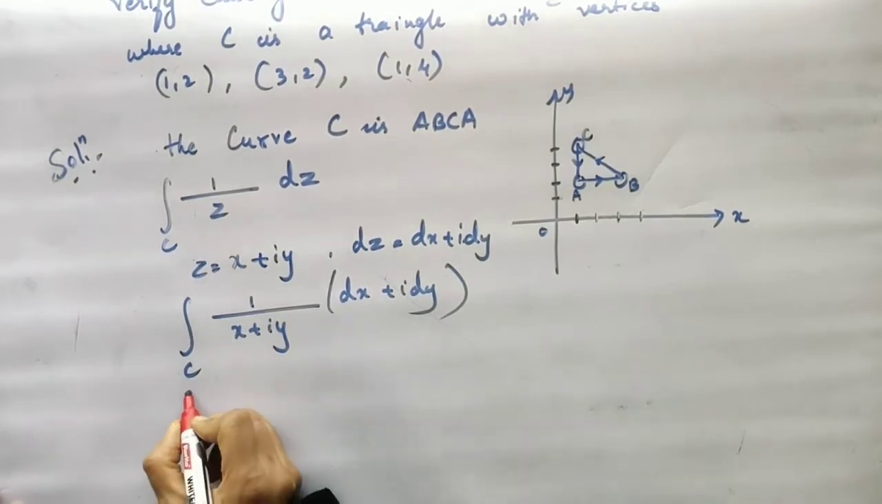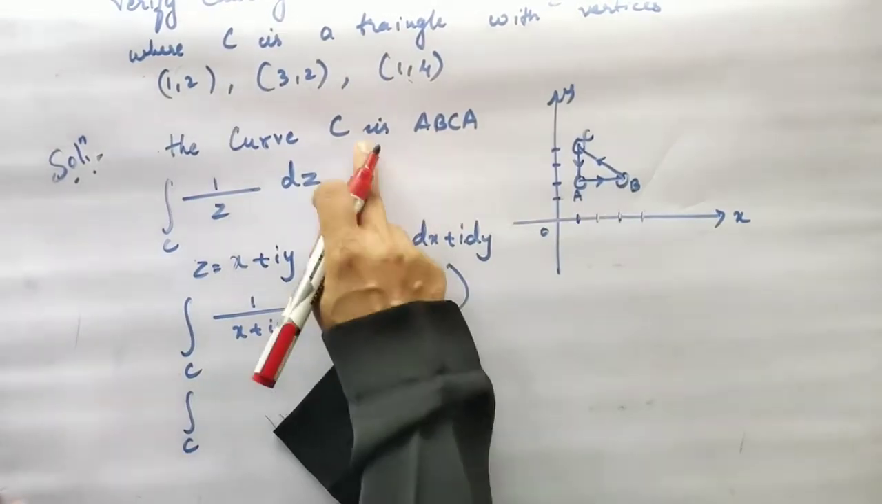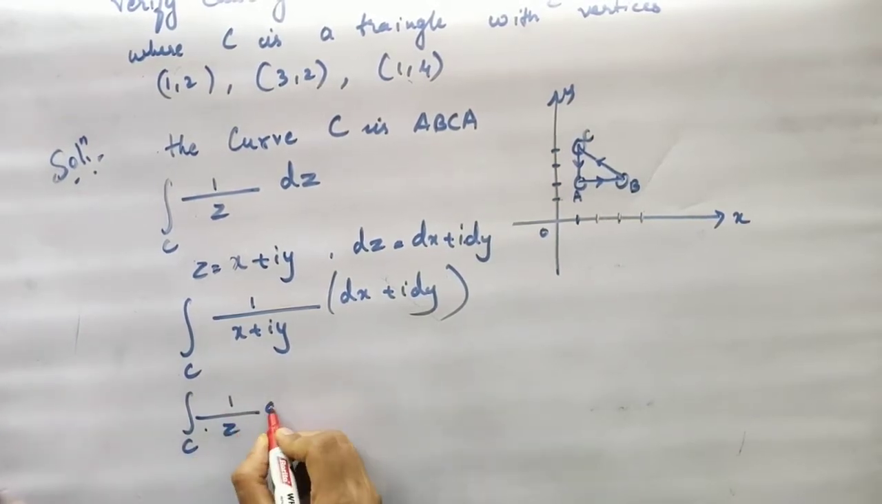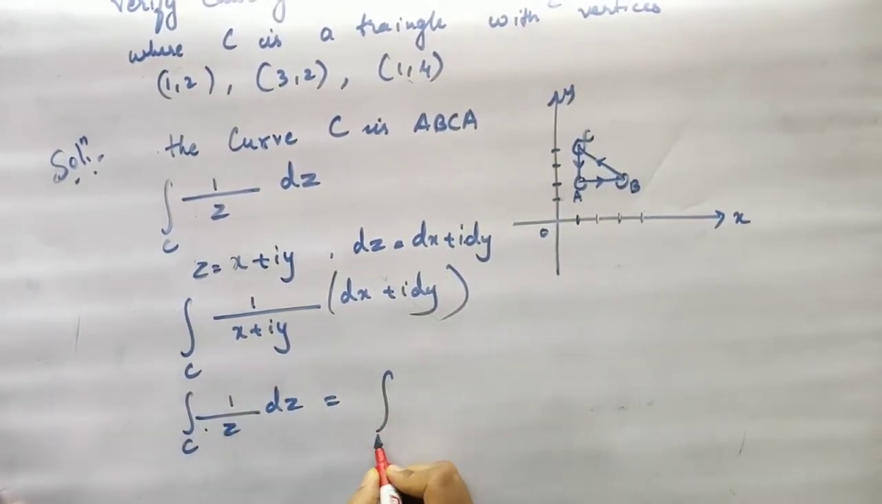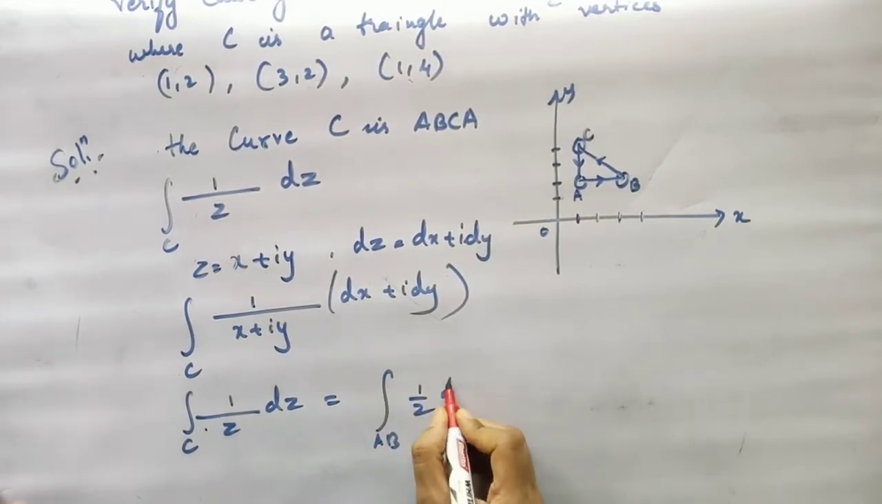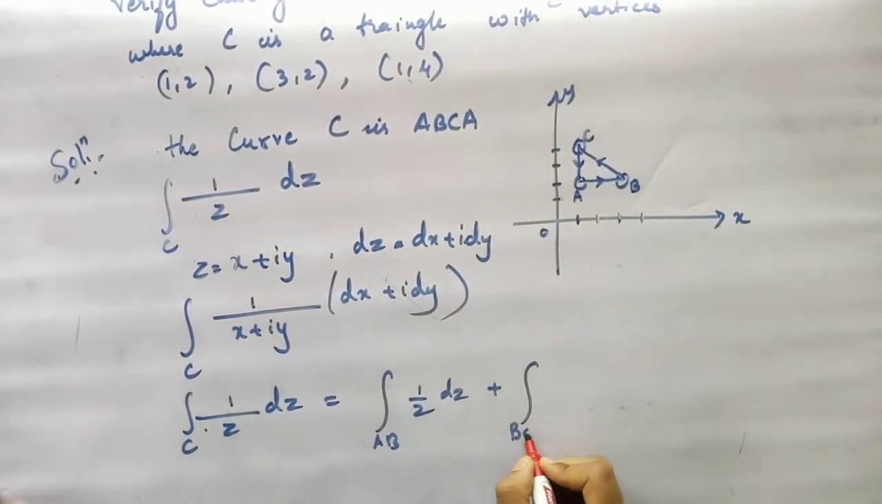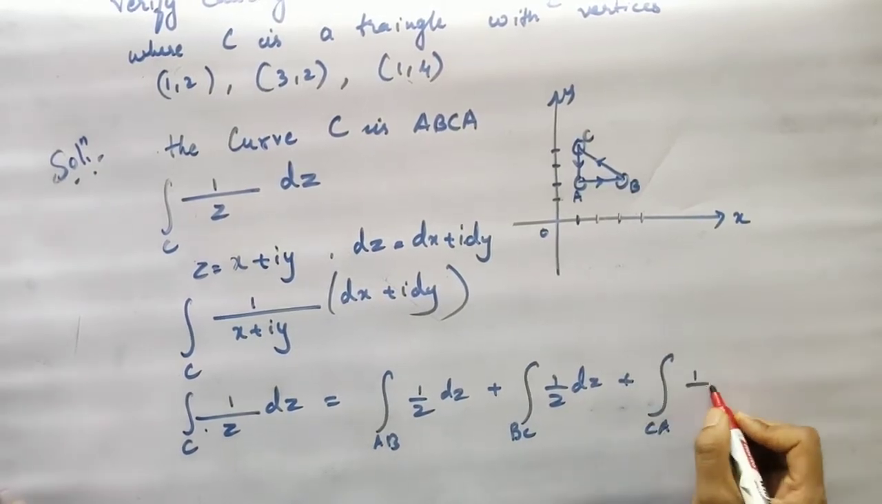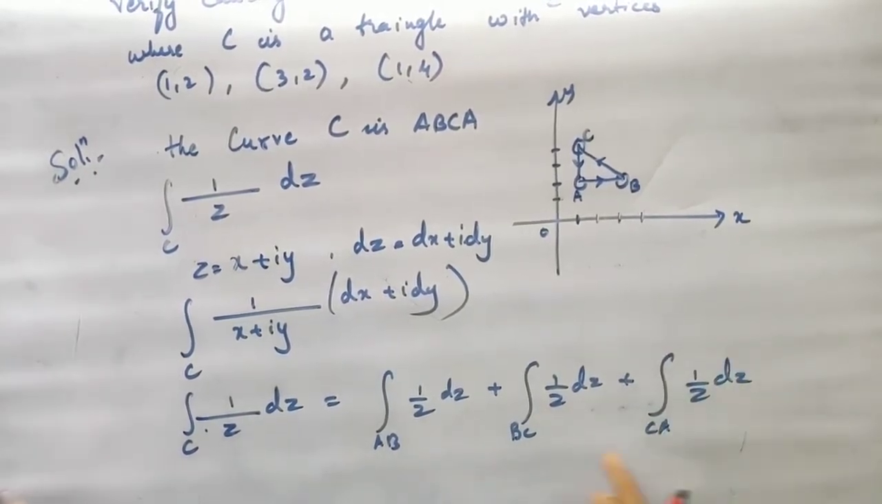So the integral over the curve C, where C is ABCA, will be equal to the integral along AB of 1 by z dz, plus the integral along BC of 1 by z dz, plus the integral along CA of 1 by z dz. We will be working on each of these.